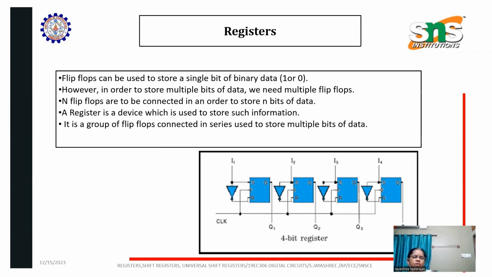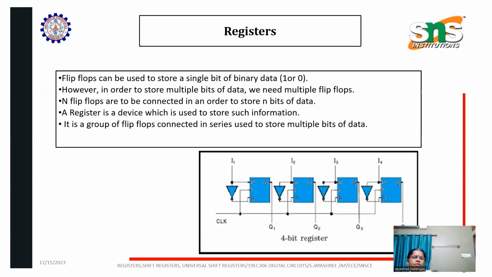So what is a register? Flip-flops can be used to store a single bit of binary data, either a 1 or 0. In order to store multiple bits, multiple flip-flops are used. So n flip-flops are to be connected to store n bits of data. For 16 bits, we need 16 flip-flops. But there are different types, and we'll discuss the various registers one by one.